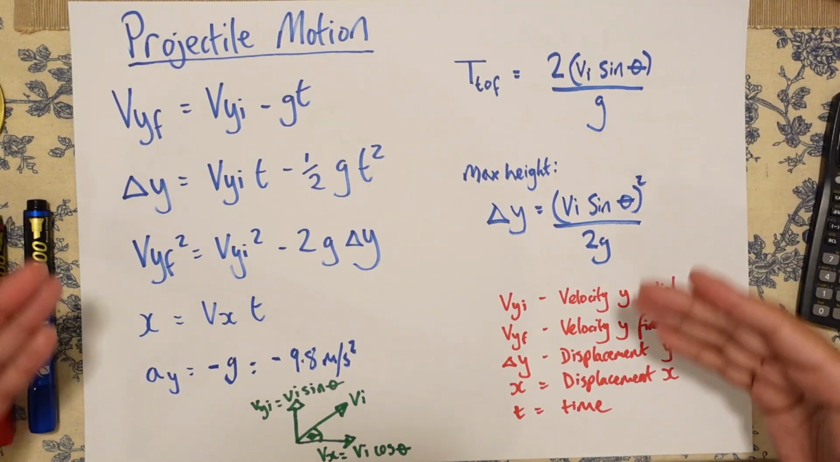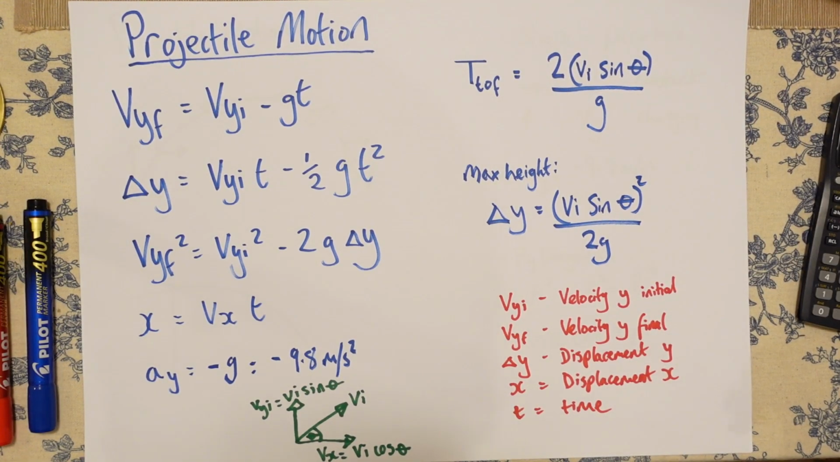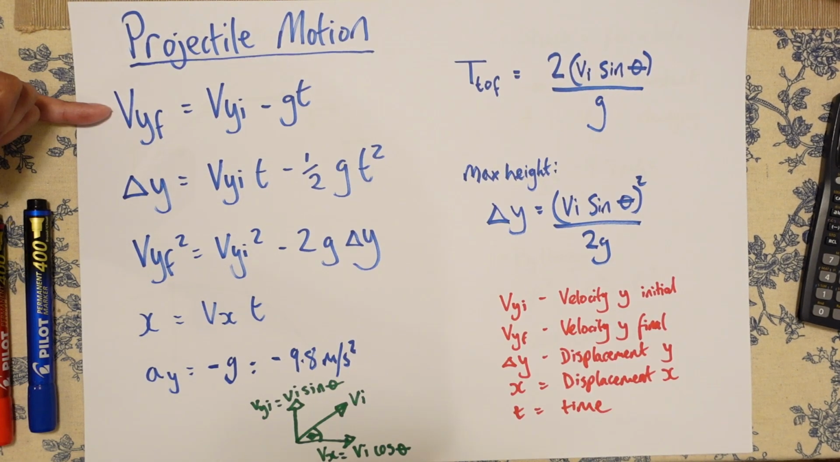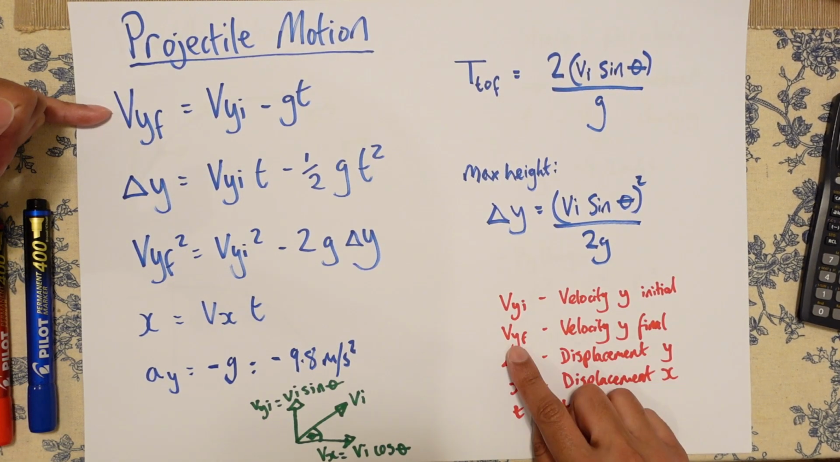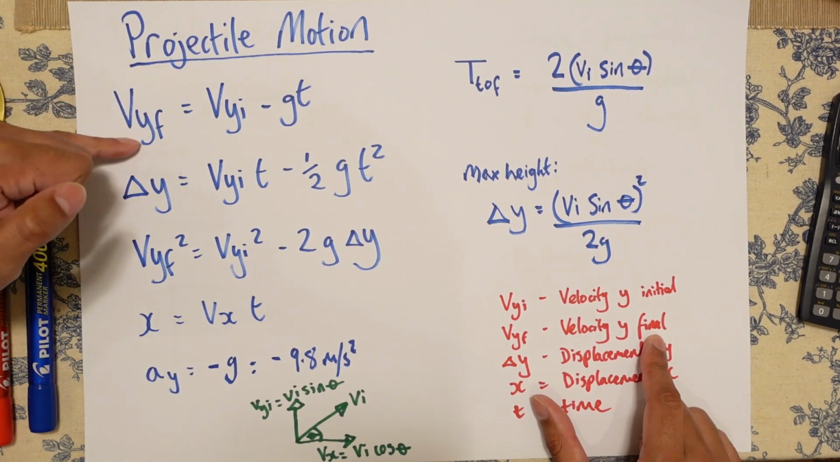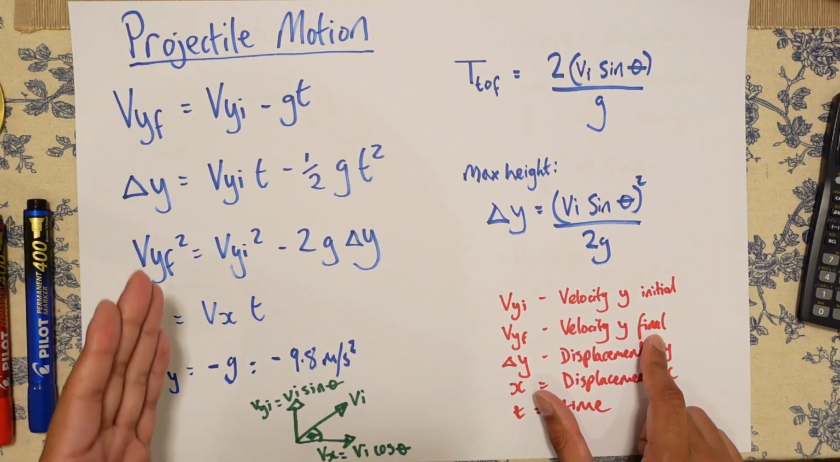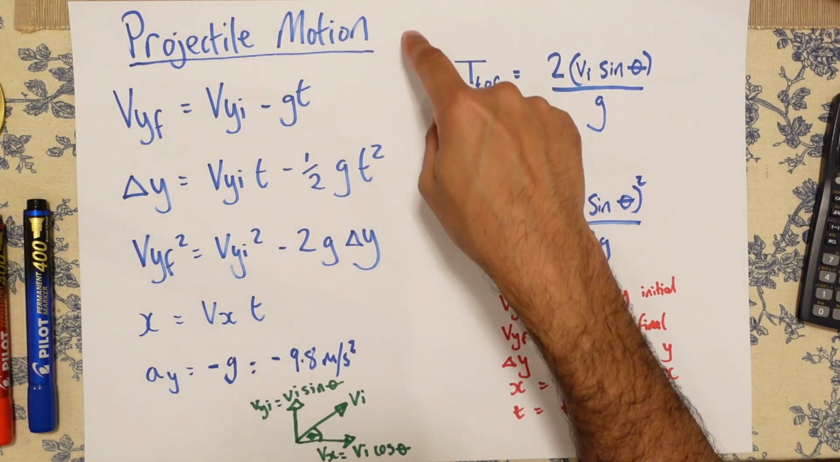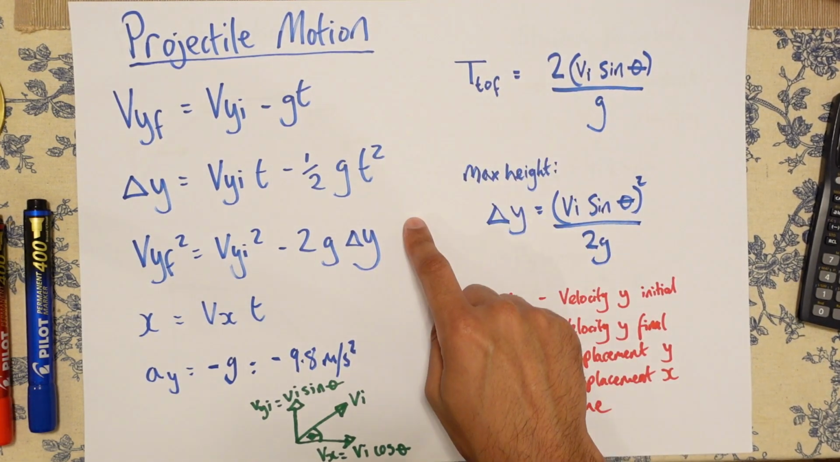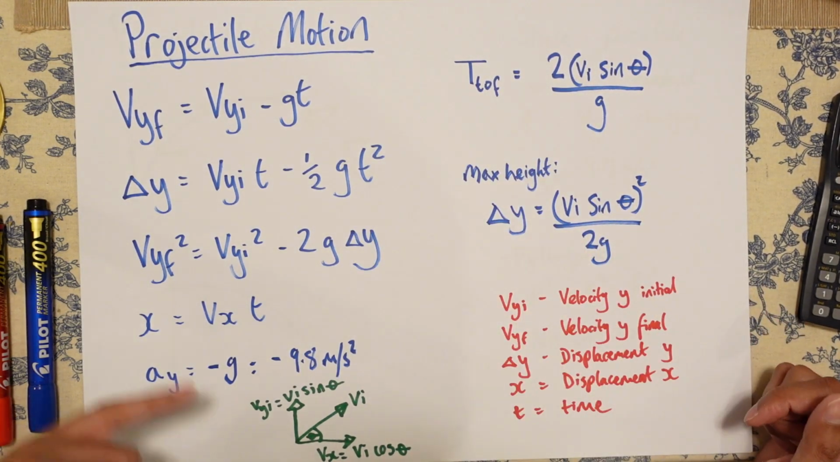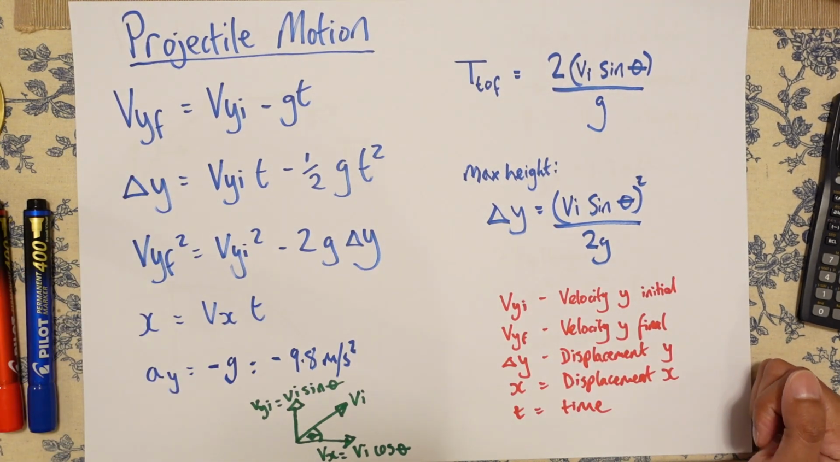Today we're going to be talking about projectile motion. I've got the formulae all laid out here, and if you've watched the other video on equations of motion, they're pretty similar. Now, we've got here VYF, that's velocity y final. So y is the y direction. If you remember in the graph, you got the y as the vertical and the x as the horizontal. Vyi is velocity y initial.